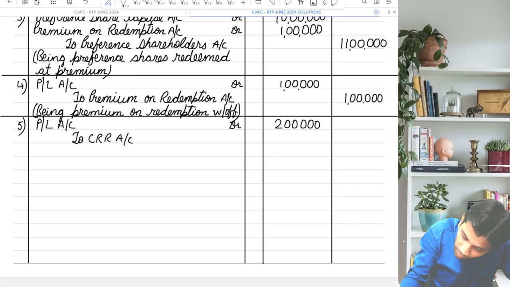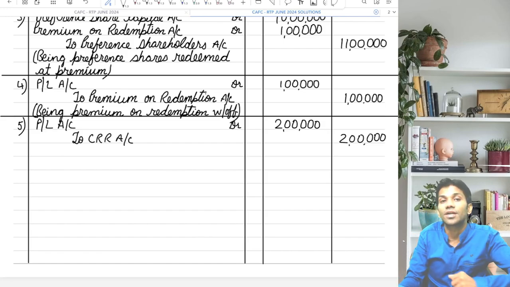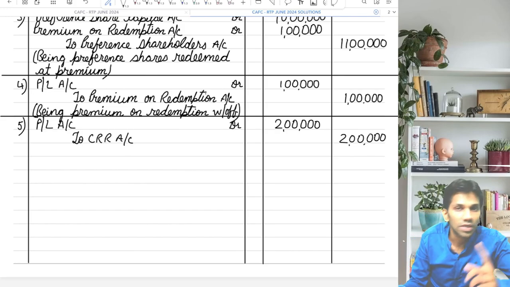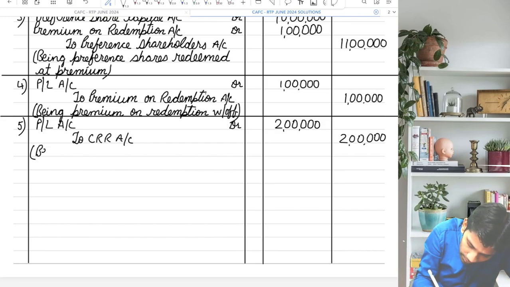Now what amount is transferred to CRR? I'll repeat, only the face value of the preference shares redeemed out of free reserves should be transferred to CRR. Being free reserves transferred to CRR.